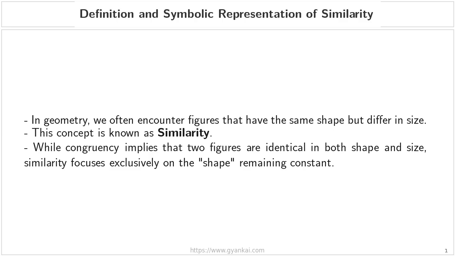Now, it is very important not to confuse this with congruency, which we have studied previously. While congruency implies that two figures are identical in every single way, meaning they have both the same shape and the same size, similarity is a bit more flexible. In similarity, we focus exclusively on the idea that the shape remains constant, regardless of how much the size changes.